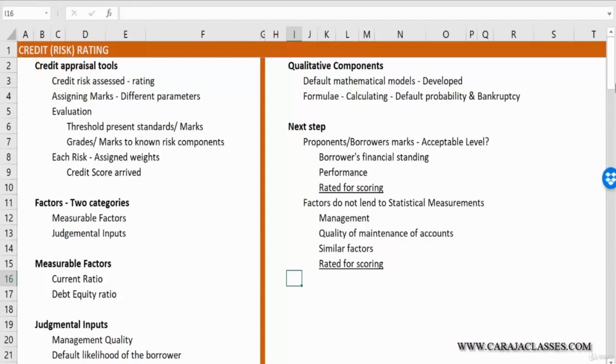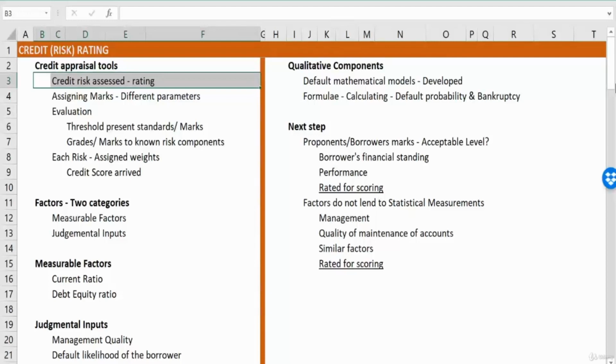In this session, let us talk about credit risk rating. Credit risk rating is one of the credit appraisal tools. Here, credit risk will be assessed by carrying out a rating exercise. What happens is marks will be assigned for different parameters and evaluation will be done on the basis of already fixed standards. Maximum slabs, or we can say thresholds, will be fixed. So already a threshold will be fixed for certain parameters, so there are preset standards, and based on those standards, achievement or non-achievement, marks will be awarded.